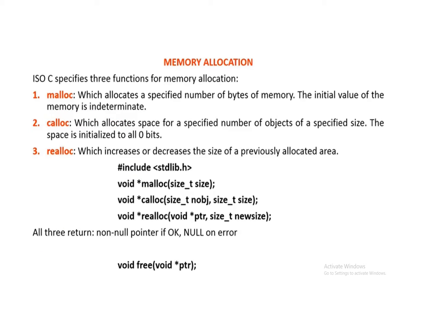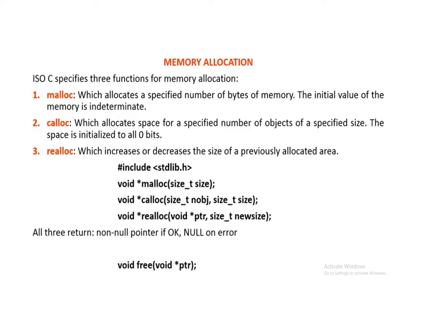Next is memory allocation. ISO C specifies three functions for memory allocation: malloc, calloc, and realloc. Malloc allocates a specified number of bytes of memory. The initial value of the memory is indeterminate. Calloc allocates space for a specified number of objects of a specified size. The space is initialized to 0. Realloc increases or decreases the size of a previously allocated area.